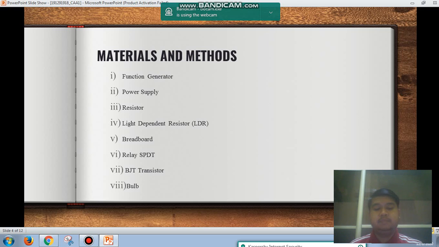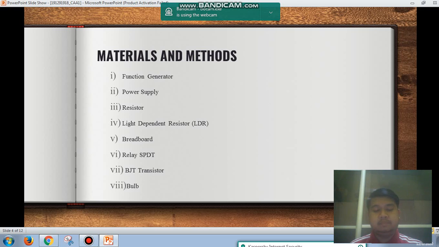Number 7. BJT transistor. The bipolar junction transistor is a solid-state device, and in the BJT the current flows through two terminals, the emitter and collector, and the amount of current is controlled by the third terminal, the base terminal. It is different from other types of transistor, for example the field effect transistor, where the output current is controlled by the input voltage. The basic symbols of the BJT are N-type and P-type.